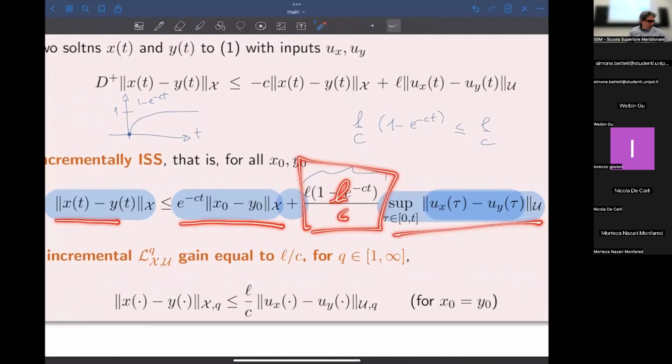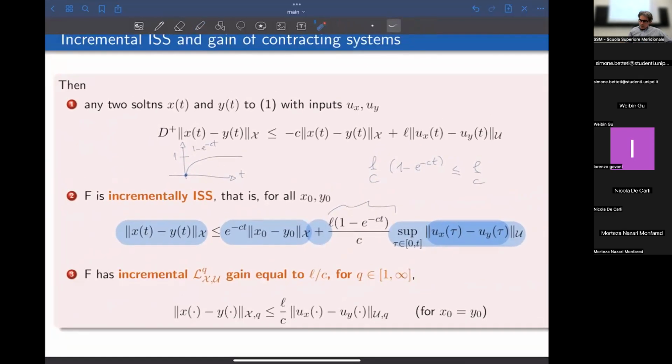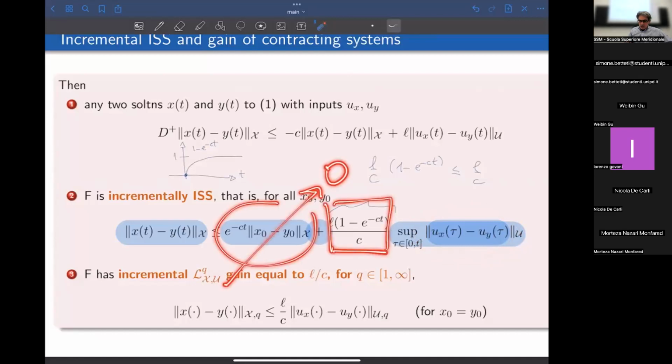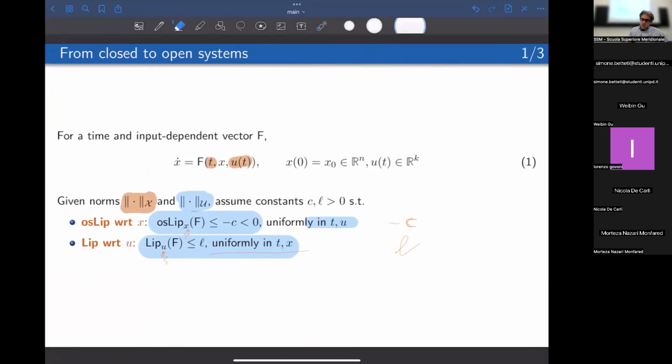In control theory, people call this the input-to-state stability property. The input affects the state, but in a bounded way. There's an error due to the initial condition that goes to 0. And then there is a constant, which multiplies the variation in the input. This constant is the Lipschitz constant over C: the Lipschitz constant with which the input affects the state, divided by the contraction rate. This makes an enormity of sense because if you go back to the assumptions, what were the assumptions?